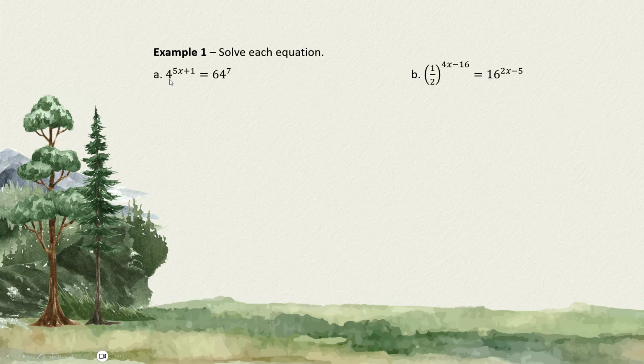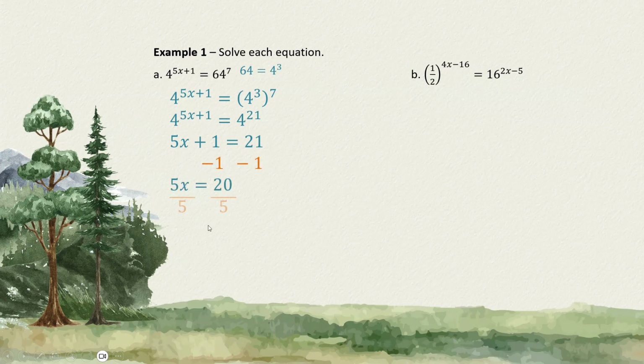So to solve these exponential equations, we want to have both of them in the same base. So 64 equals 4 to the third power, so we're going to replace 64 with 4 cubed. When taking a power to a power, we keep the base and multiply the exponents. Now that we have the same base on both sides, we can set the exponents equal to each other. Now to isolate x, we subtract 1 from both sides and then divide by 5.